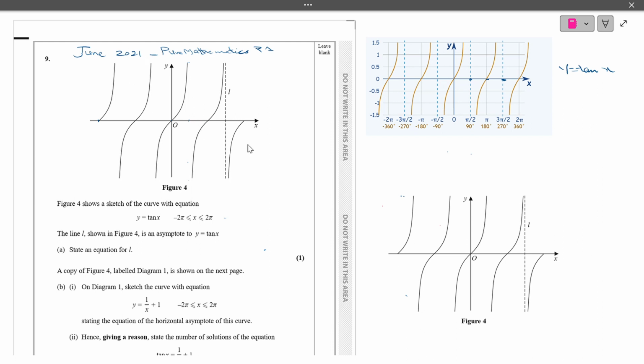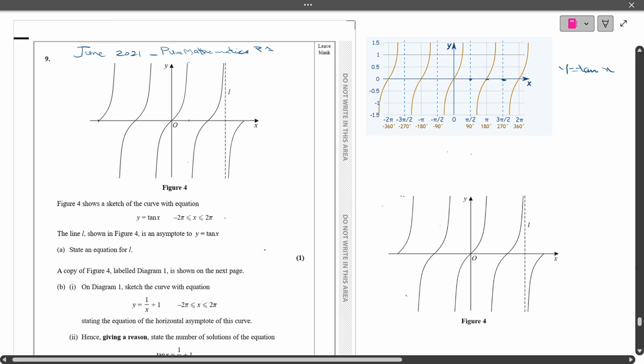In this video, I will be solving question number 9 from paper June 2021, Pure Mathematics P1. Question 9: Figure 4 shows a sketch of the curve with the equation y equals tan x, and the interval is negative 2 pi to 2 pi. The line L shown in figure 4 is an asymptote to y equals tan x. State an equation for L.